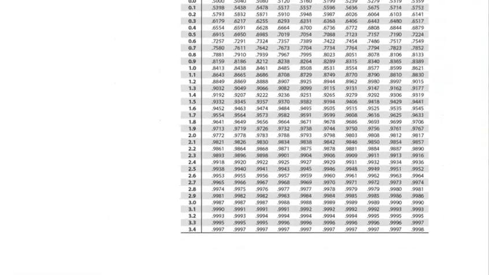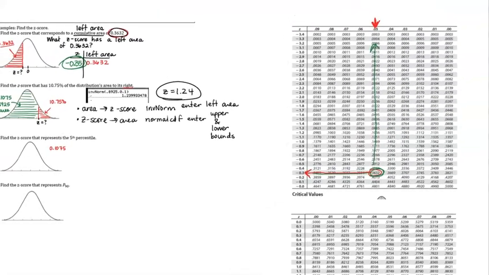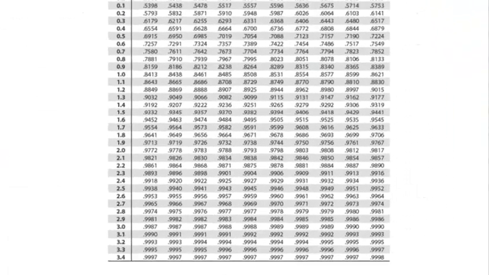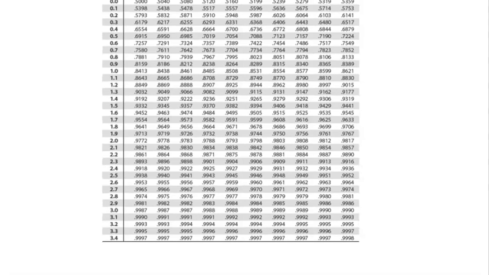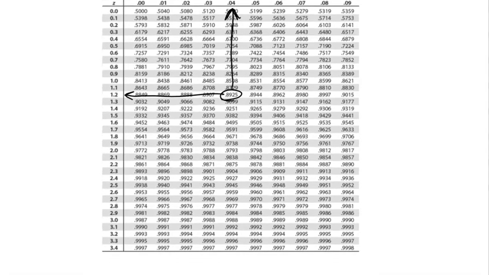Not this one. Where did it go? What were we looking for? 0.8925? I know I did it over here. But how we could have found 0.8925, 1.24, using the standard normal table as well.